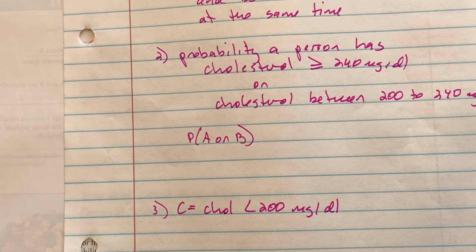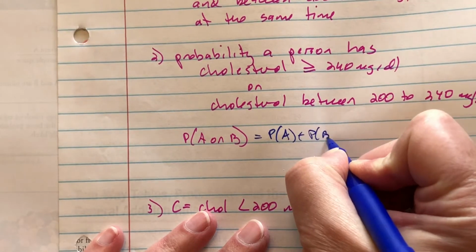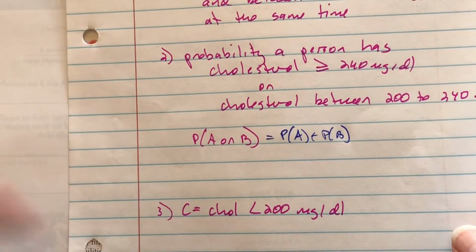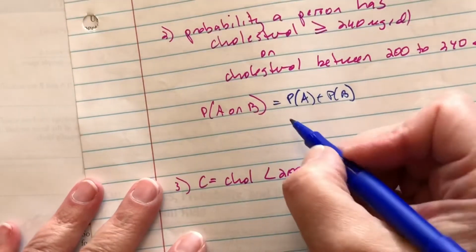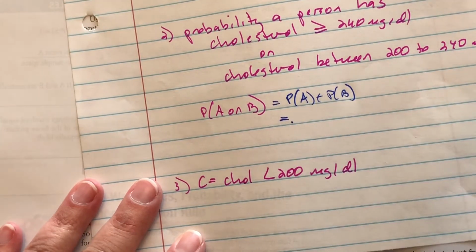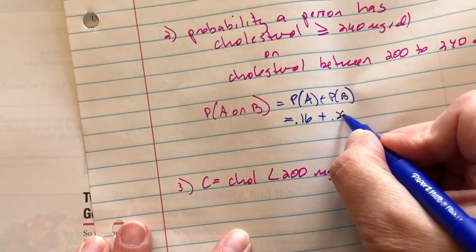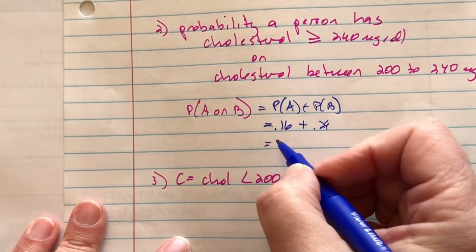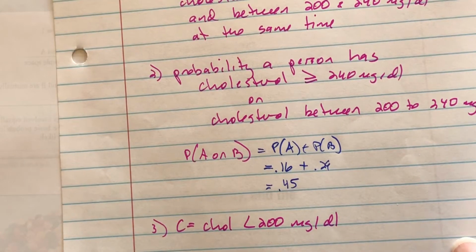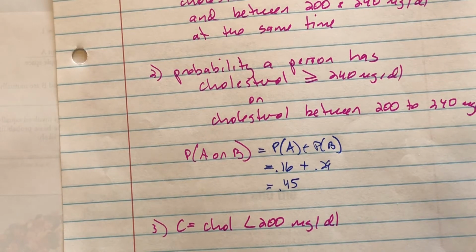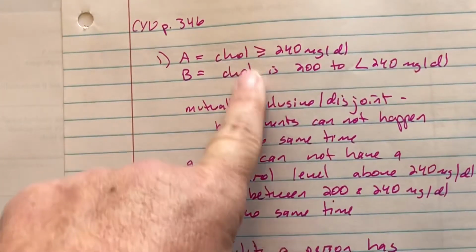We learn our addition rule. The probability of A or B is simply the probability of A plus the probability of B. There's no overlap since they're mutually exclusive, so I don't have to worry about that. So I'm just going to add 0.16 and 0.29. The probability of A is 0.16. Probability of B, being borderline high cholesterol, is 0.29. Okay, and I add those two together and I get 0.45. So there's a 45% chance that a person chosen at random is either going to have high cholesterol or be borderline high cholesterol. Okay, so they're going to fall into one of these two groups.